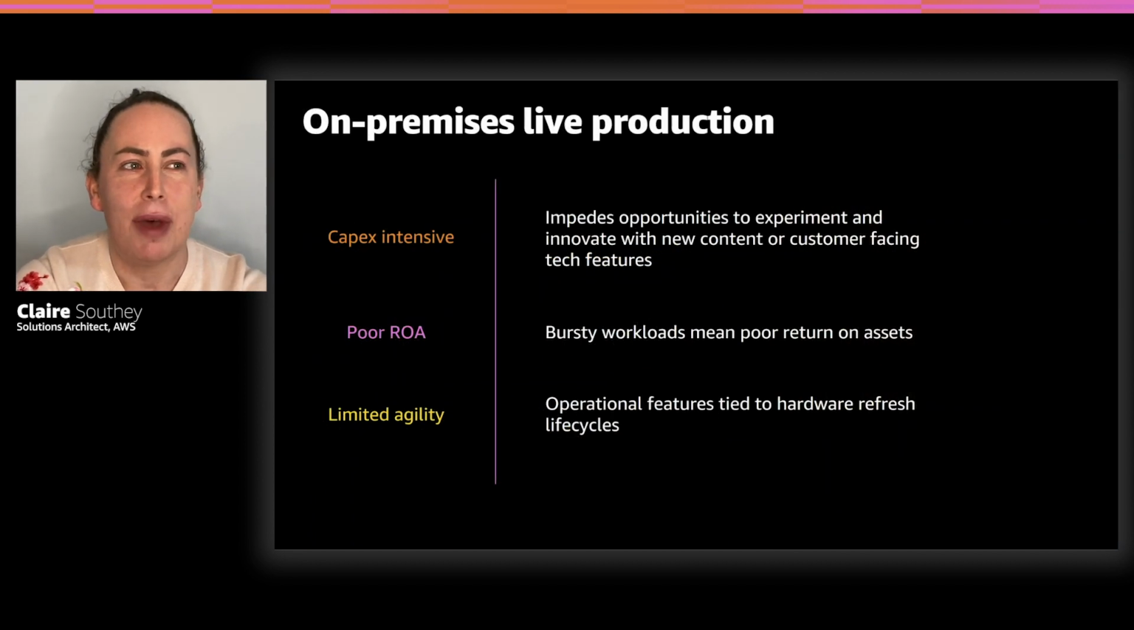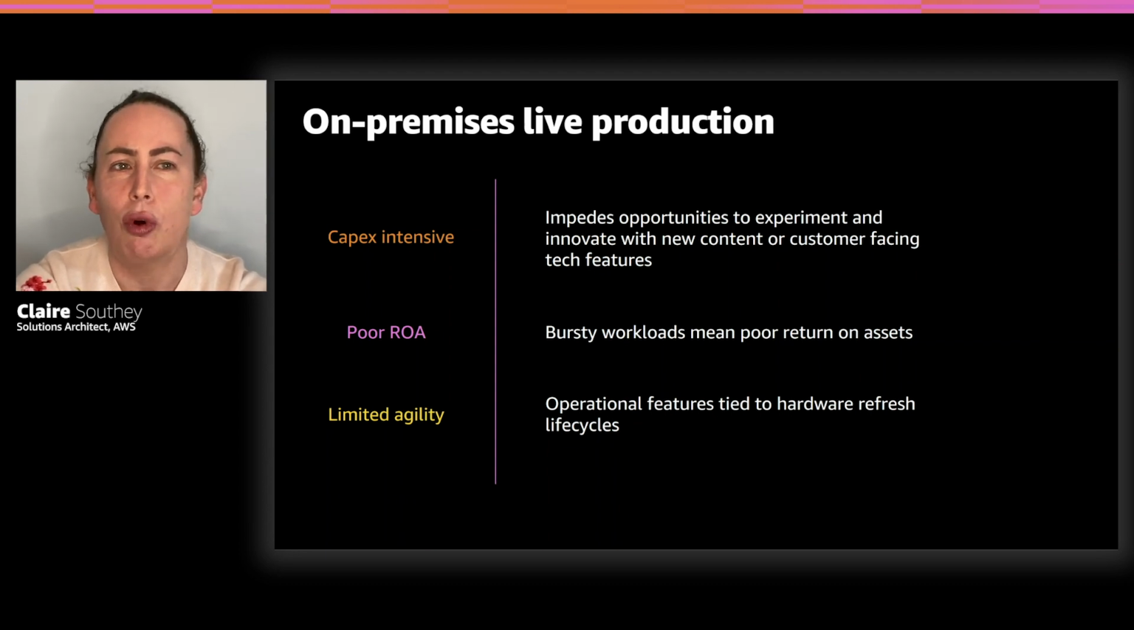This is historically a part of the content supply chain which has been dominated by on-premises hardware, and part of the reason for that is that the bit rates are very high and demands a very low level of latency in terms of video processing. But there are constraints associated with that. We know that hardware-based video production is capex intensive.